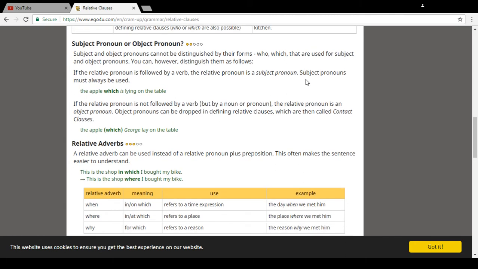Subject pronoun and object pronoun. Subject and object pronouns cannot be distinguished by their forms, who, which, that are used for subject and object pronouns. You can, however, distinguish them as follows. If the relative pronoun is followed by a verb, the relative pronoun is a subject pronoun. Subject pronouns must always be used, the apple which is lying on the table.